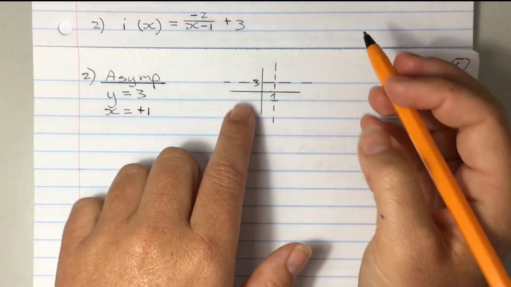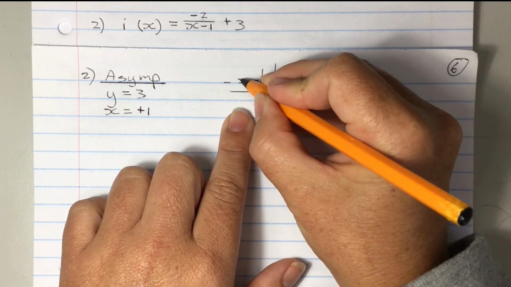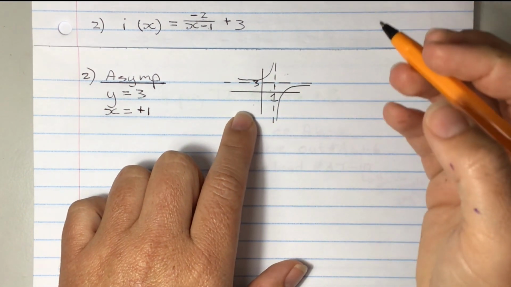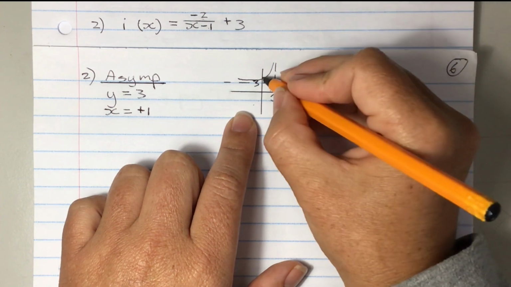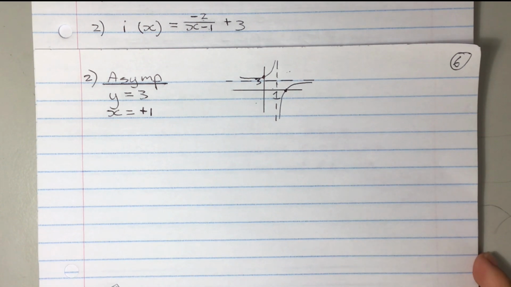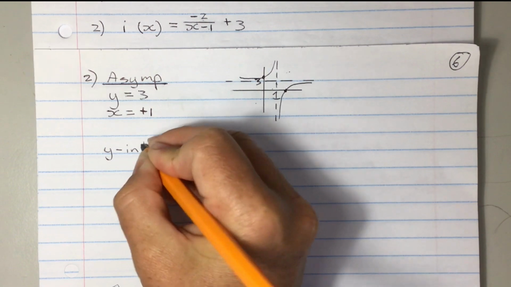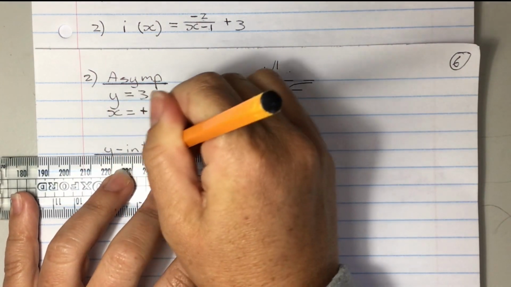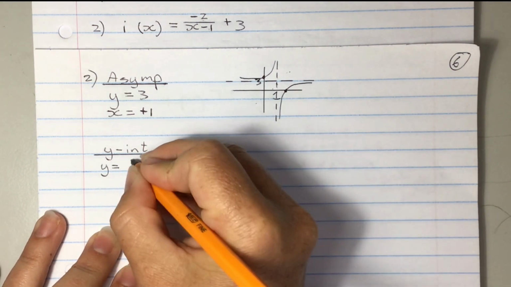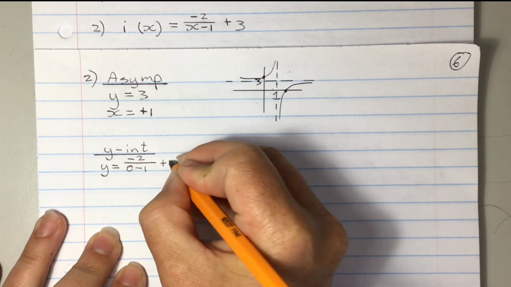And so instead of being in quadrants 1 and 3, we're now sitting in quadrants 2 and 4. And notice here we've got an x-intercept here and a y-intercept here, so we don't need to find another point. So let's start with our y-intercept. For our y-intercept, who is 0? Yes, x is 0, so y is equal to -2 over 0 minus 1 plus 3.